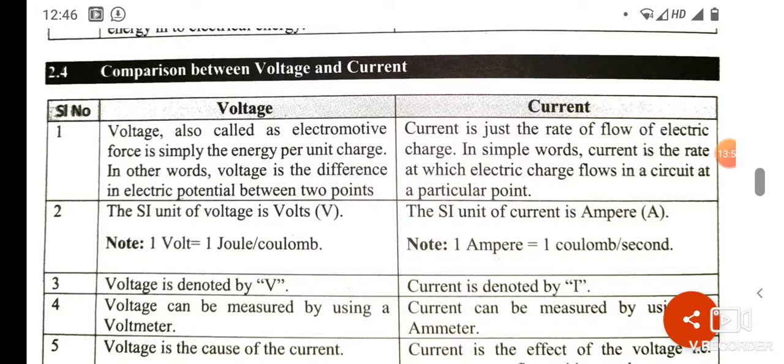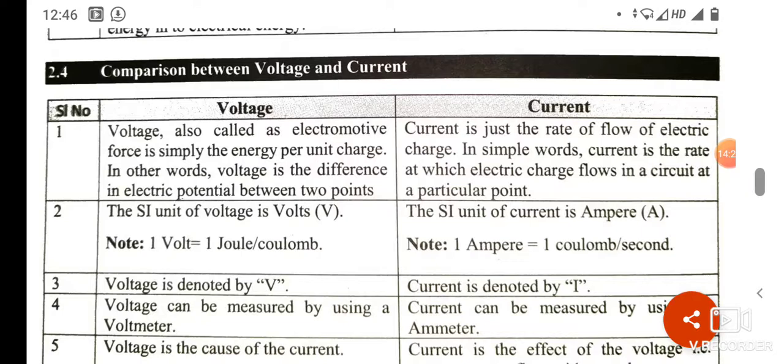Voltage, also known as electromotive force, as we said earlier, is the energy per unit charge, or the difference in electric potential between 2 points. Current is the rate of change of electric charge. So when we apply an electromotive force, there will be flow of current. The SI unit of voltage is volt, 1 joule per coulomb, not second, it is 1 joule per coulomb.